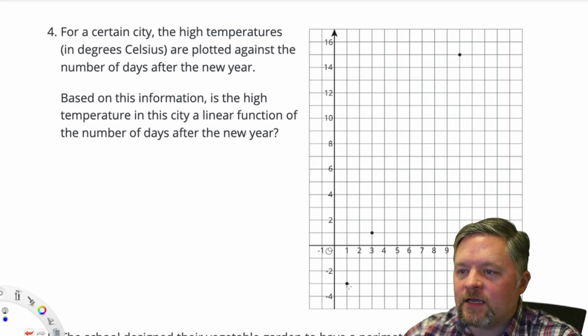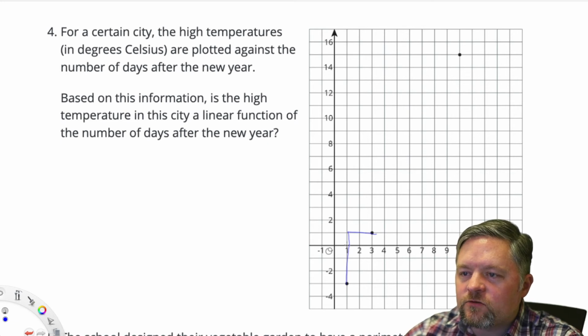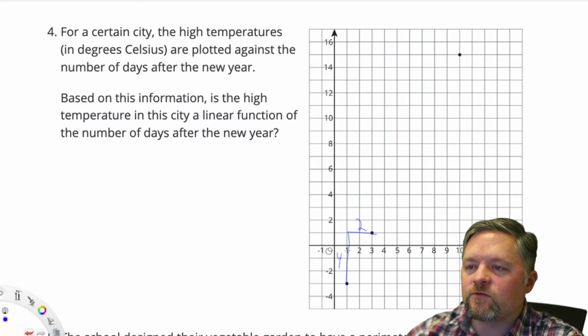So, to be linear, our slope would have to be the same. That is a rise of 1, 2, 3, 4, and a run of 2. Rise over run, 4 over 2. 4 divided by 2 is 2.